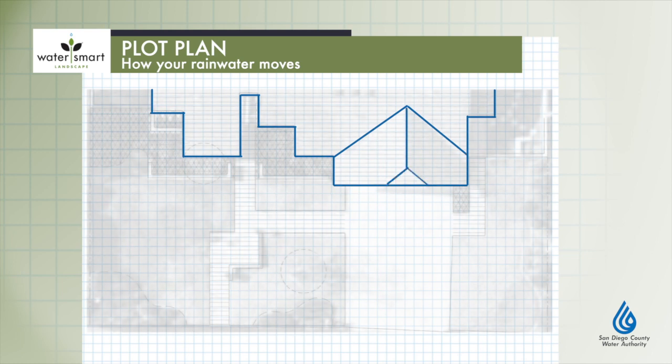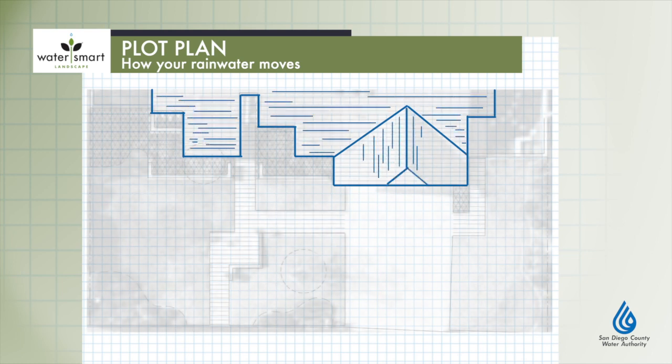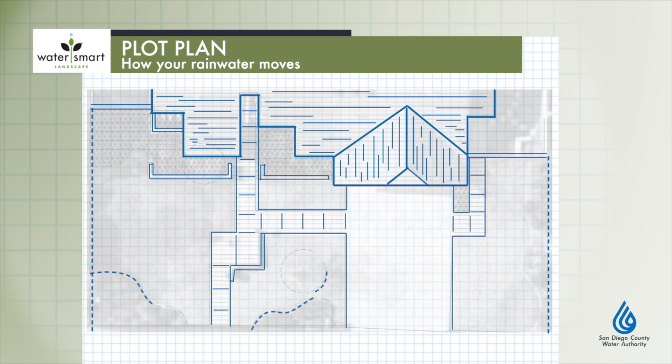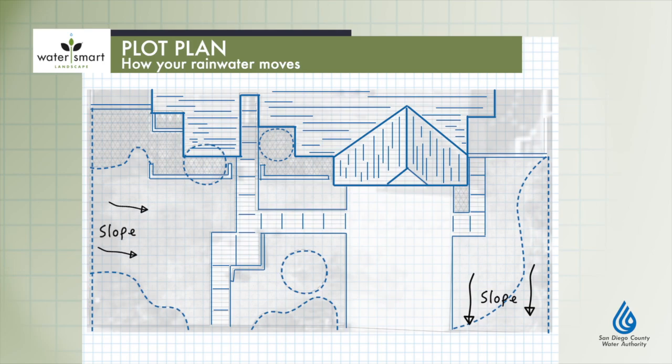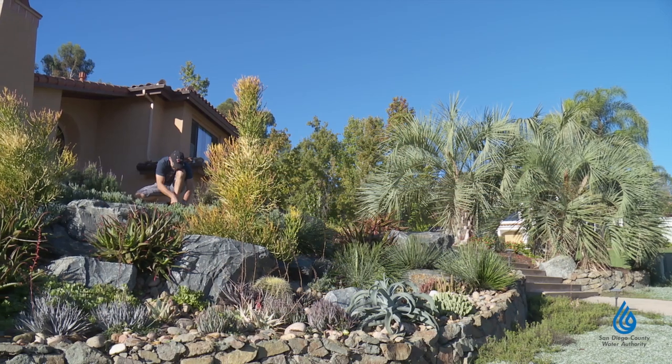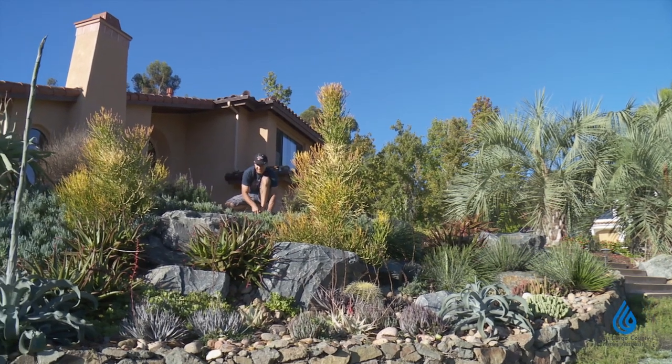To help you visualize your mini watershed, first create a plot plan. A plot plan shows the particulars of your property, where property lines are located, where buildings, hardscape, and landscape are sited, and special features of your property, such as hills or slopes. Let's take a moment to talk about slopes.